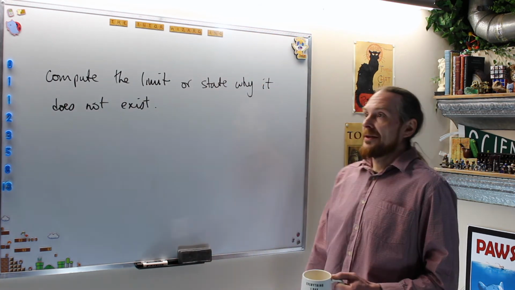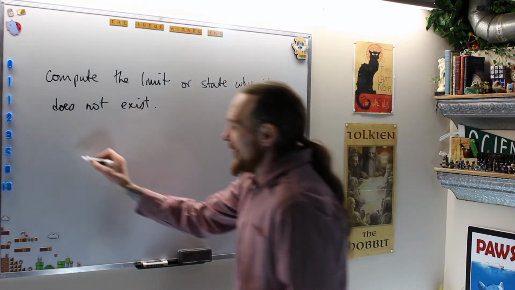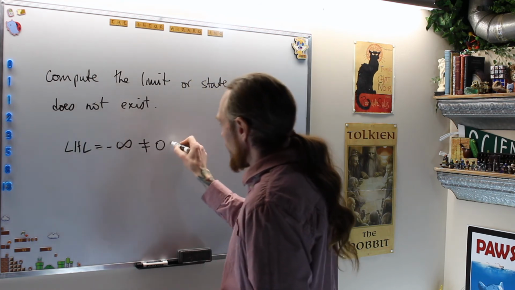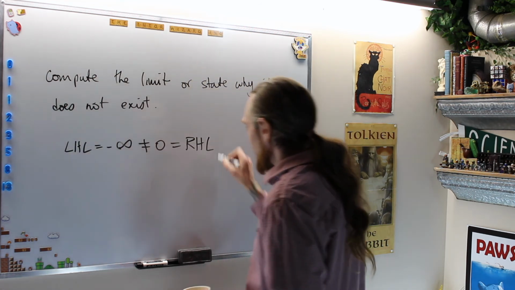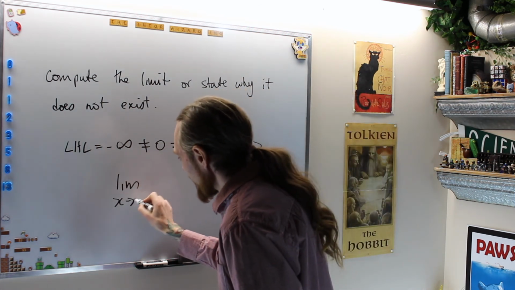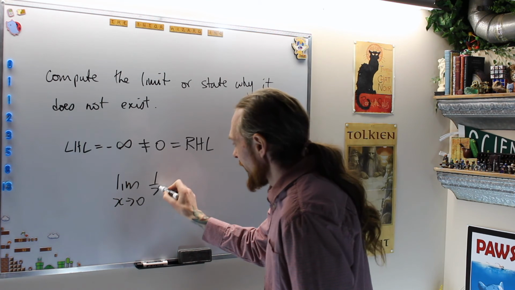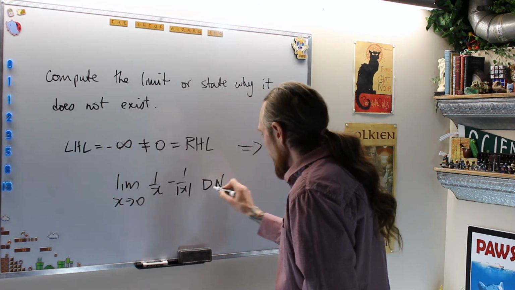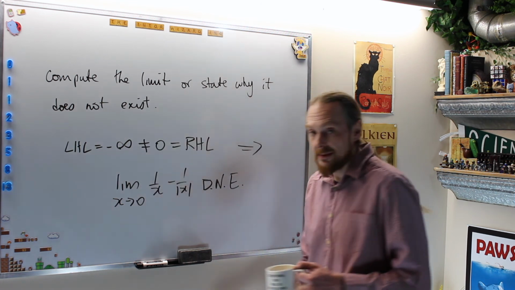I don't know how the editor is going to use that, so I'll do that one more time. The left-hand limit is equal to negative infinity, which is not equal to 0, which is equal to the right-hand limit. Therefore, the limit as x approaches 0 of 1 over x minus 1 over the absolute value of x does not exist.